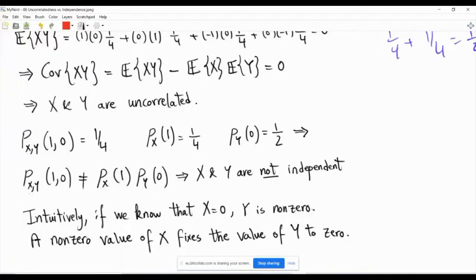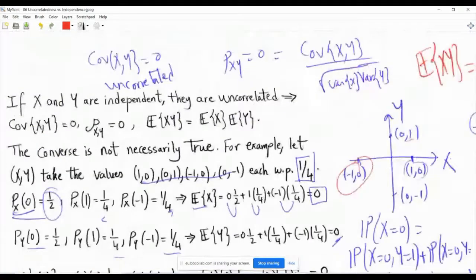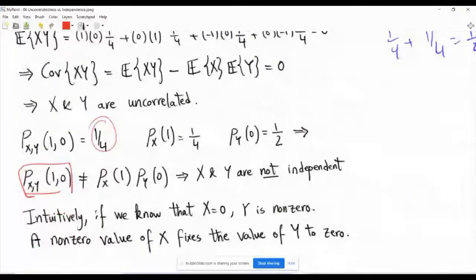Now, what is the probability of x equal 1 and y equal 0? This probability is 1/4. Again, it's given that x and y can take any one of those 4 values with probability 1/4. So what is the probability that x is equal to 1? We computed this, it was 1/4, and the probability that y is equal to 0, we computed this was 1/2. And what is the product? The product is 1/8, right?